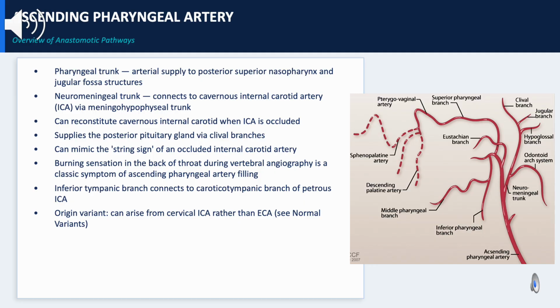Two clinical pearls deserve emphasis. First, the ascending pharyngeal can mimic the string sign of an occluded internal carotid artery when it is massively enlarged. This has led to cases of unnecessary surgery on patients who actually had viable ICAs reconstituted by the ascending pharyngeal. Second, the classic symptom of burning sensation in the posterior throat during vertebral angiography indicates reflux of contrast into the ascending pharyngeal territory, a reliable functional test of its patency.